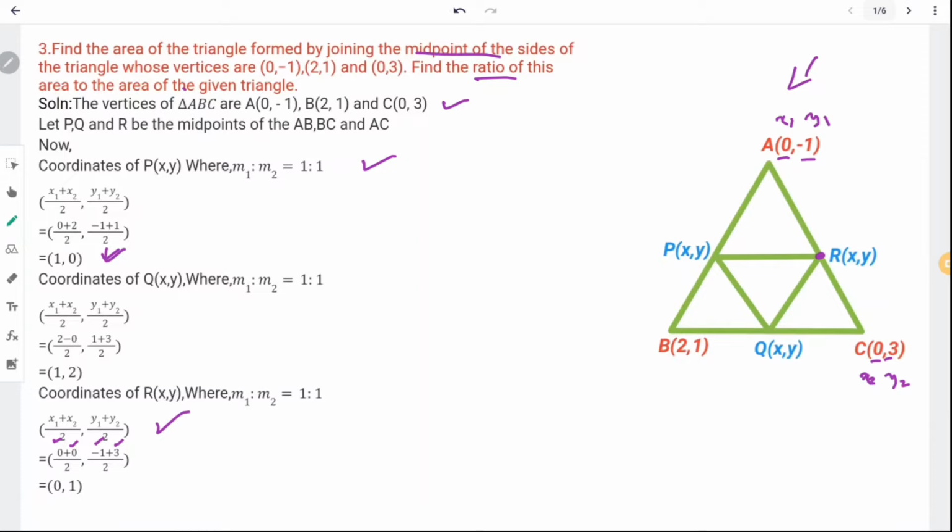Right, once we have put the values, we just need to do the simplification. 0 plus 0 obviously is 0, divided by 2 will still be 0. -1 plus 3, what do we get? We get 2, right? And you can see the denominator is 2, so we can divide this, we're going to get 1. So now we have got all the coordinates of P, Q, and R.